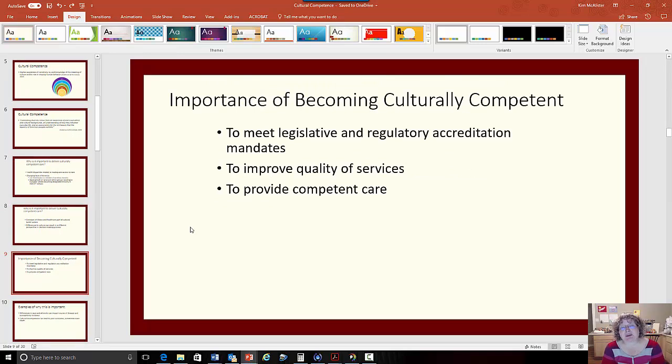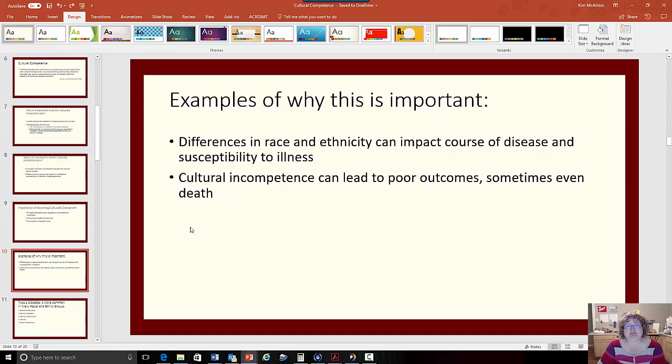So there are different reasons why we need to become culturally competent. One is to give the best level of care to our patients, which is always our goal. There are certain legislative and regulatory requirements that require that we provide culturally competent care, and so we certainly want to be participating in that and doing things according to our regulations and guidelines. We also want to provide the best possible service and care to our clients and our patients, and so this is why we do this. And we also want to improve our own competency of care.